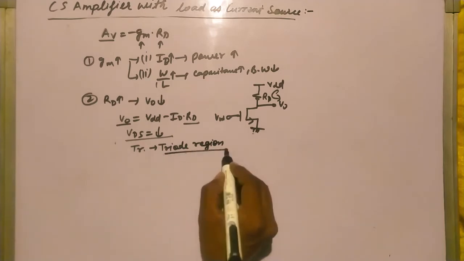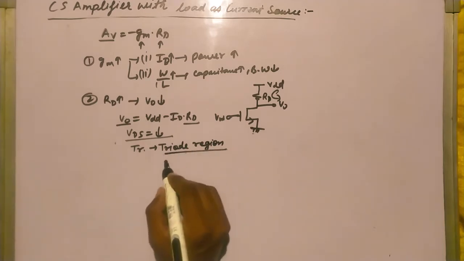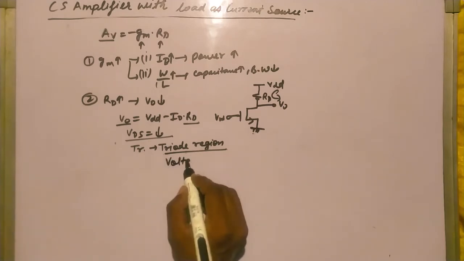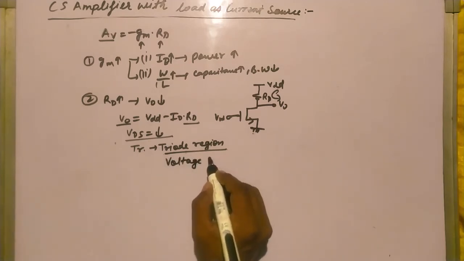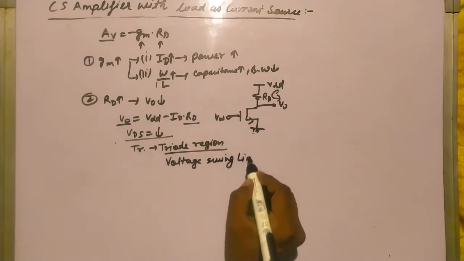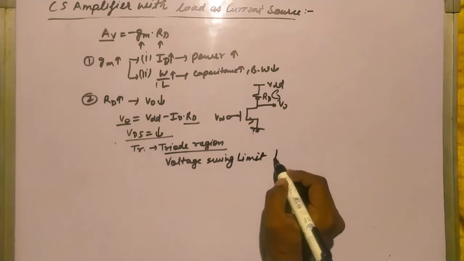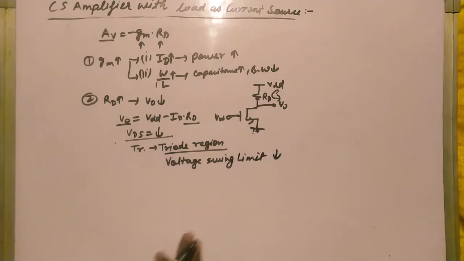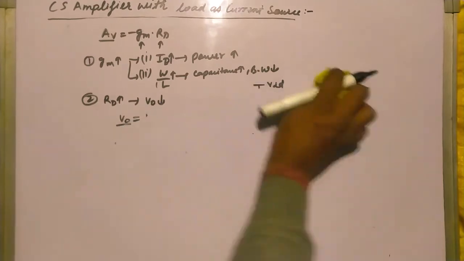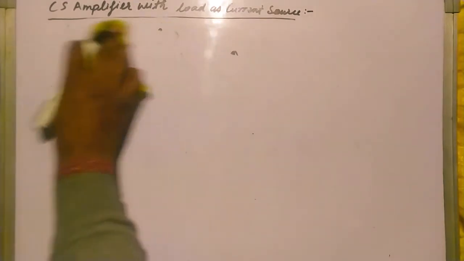Because it is going in triode region, the voltage swing limit will reduce. So this is the problem while increasing the RD. We can't increase RD either. So what is the way to increase the gain?